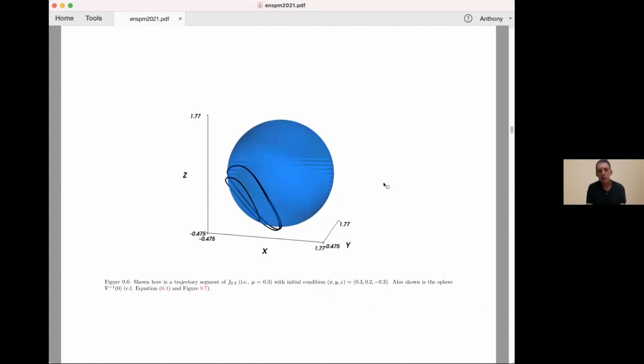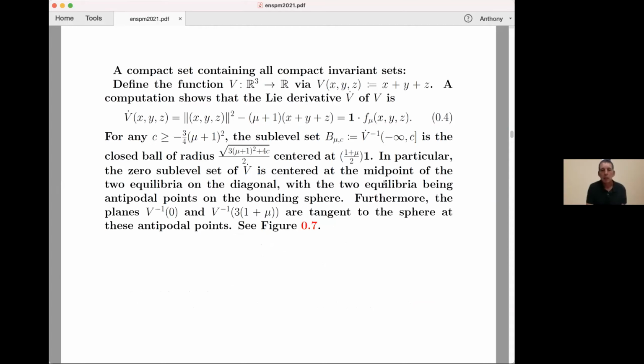And somehow, as you can see, it's all related to the geometry of R3 in which it's embedded. And there's this sphere that plays a role, and I'll try and explain that. So the first thing is that you can find a compact set containing all compact invariant sets, which is as follows. So you try and write down this kind of pseudo-Lyapunov type object. So I define the function from R3 to R via v of x, y, z equals x plus y plus z.